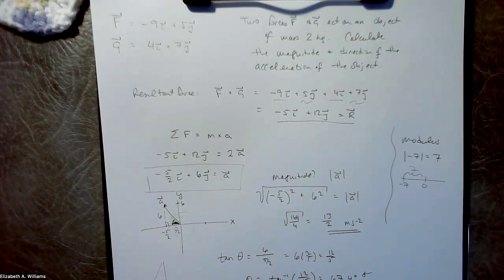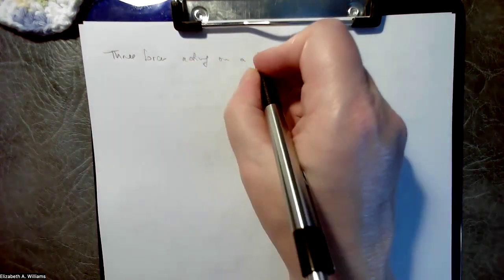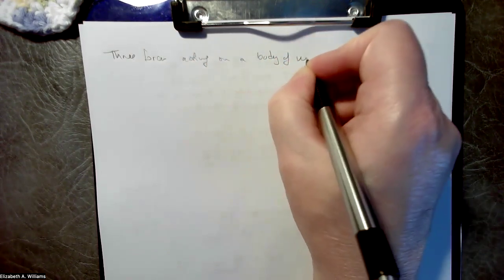Okay, I'd like to do another scenario, which is a little bit different. Can you see through that? You can see through that. Okay, and it goes like so. Suppose you have 3 forces acting on a body of mass 5 kilograms.